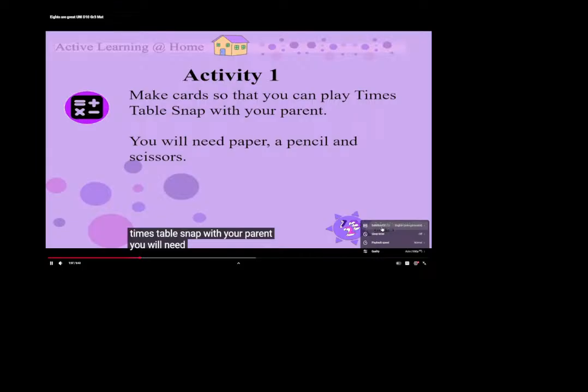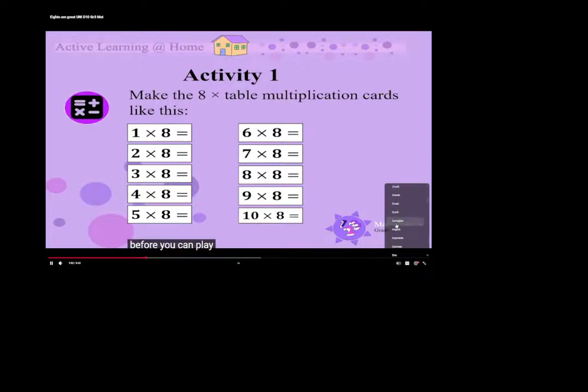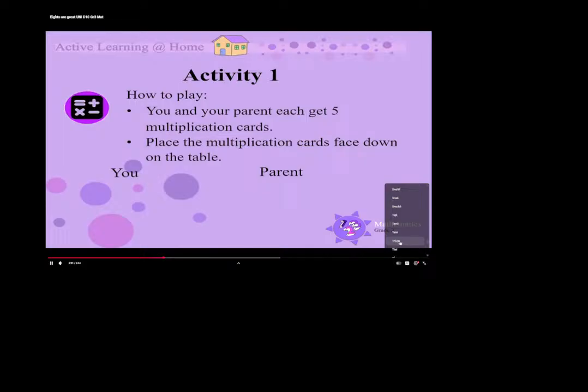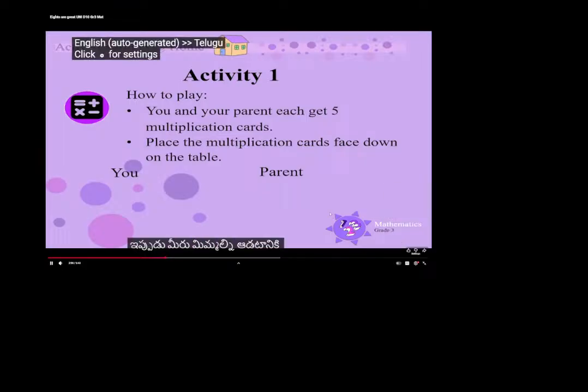You will need paper, a pencil, and scissors. Before you can play, you need to make the 8 times table multiplication cards like this. You also need to make the 8 times table answer cards like this. Now you are ready to play.